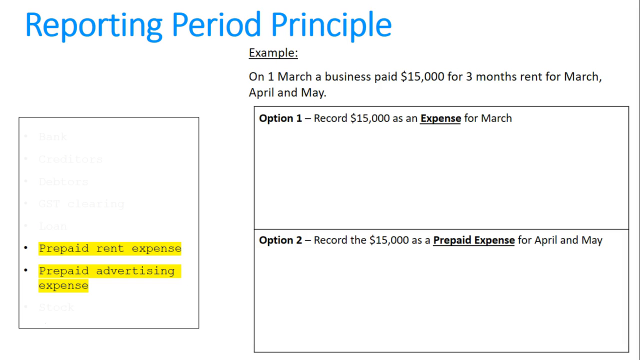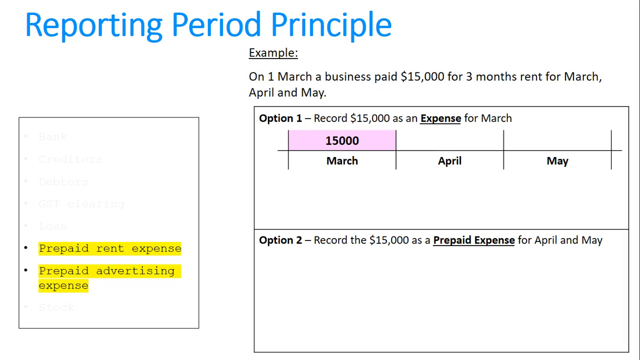So there's two options on how to record that. The first option is we could record all $15,000 that's been paid as an expense for March. The second option is we could record the $15,000 as what's called a prepaid expense for those future periods of April and May. What would option 1 look like? That would be where we would record in March a $15,000 expense because that's when it's paid, and then we'd have 0 expense in April and 0 expense in May.